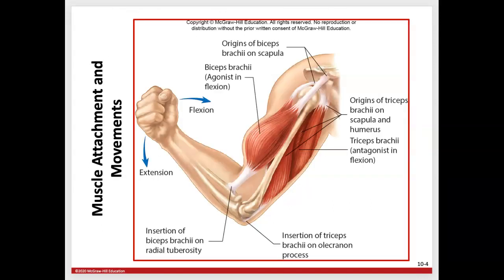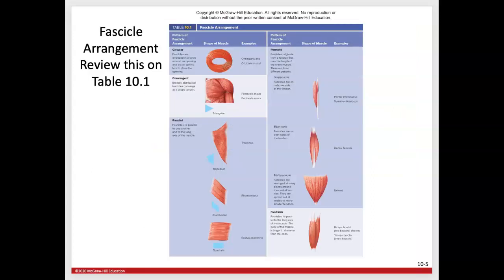So this is just illustrating some of the muscle attachments and movements. You can look over that. Again, this chapter is very short when it comes to the PowerPoint. Fascicle arrangement. Make sure you review these. Maybe make some flashcards, do some drawings, maybe cut and paste and print them out. Because I know that there are some test questions on fascicle arrangement.